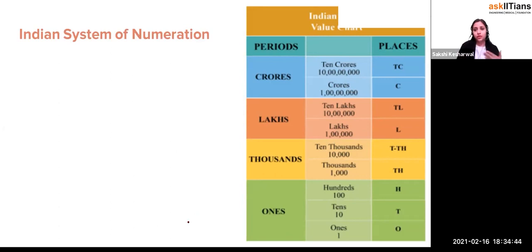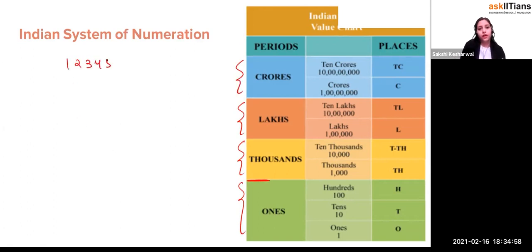So how do we insert the commas in it? We insert the commas after the ones period. If the digits are written, say 1, 2, 3, 4, 5, 6, 7, 8, how are you going to insert the commas? You have to start from the ones period. The ones period has ones, tens, hundreds. Then comma, then thousand, ten thousand, then comma, then lakh, ten lakh, then comma.